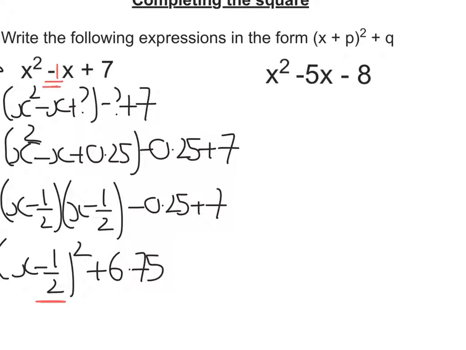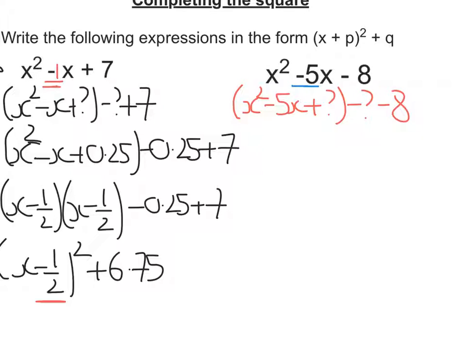Right, let's go on to the second example. Let's put our brackets in. So we're going to have x squared minus 5x plus question mark, take away question mark, minus 8. Question mark is going to be half of -5 squared. So half of -5 is 2.5, and if you square that, it is 6.25.